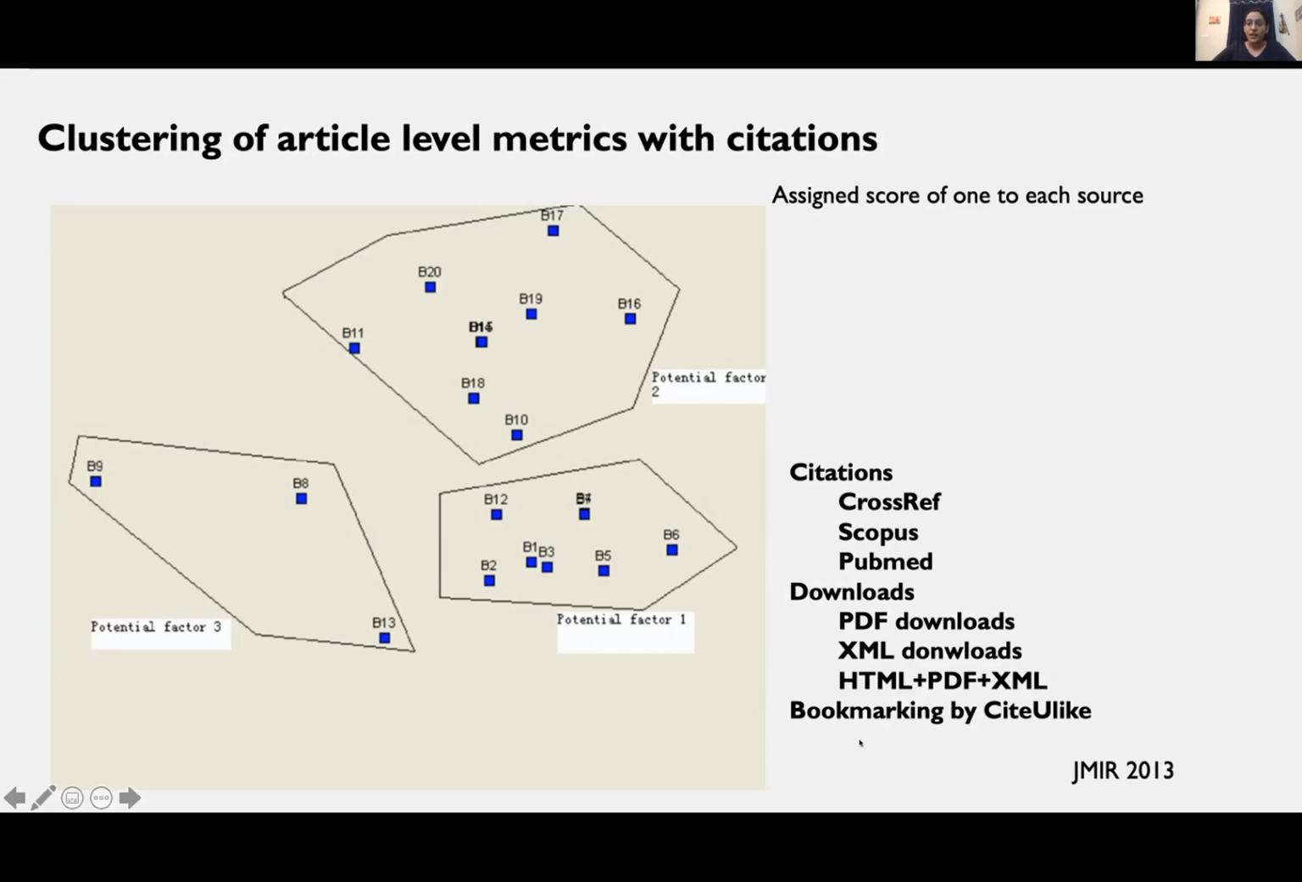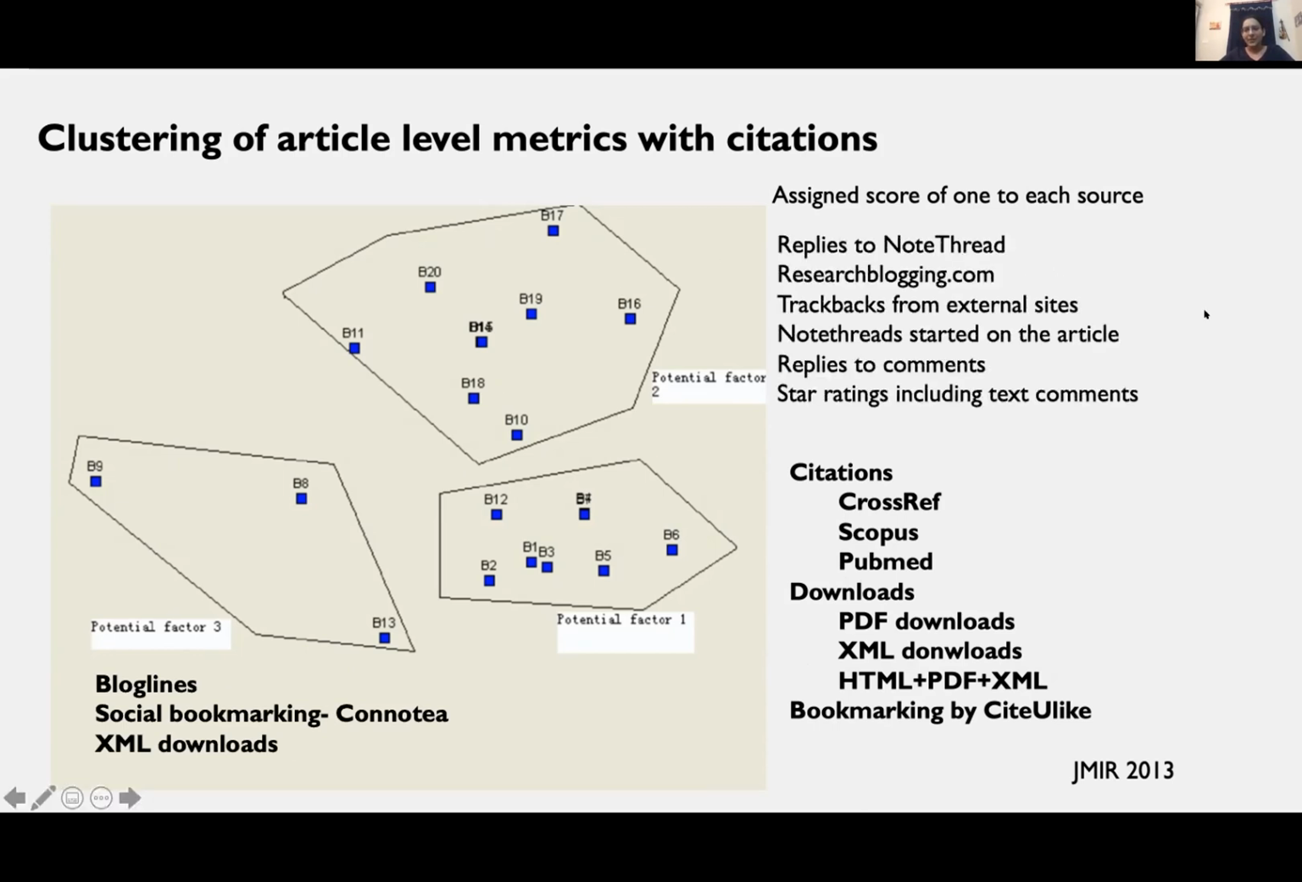So again, this is a citation platform where you can bookmark. And then there's this cluster 2, where you see blog lines, social bookmarking, XML downloads. So it's like just general platforms where you discuss stuff. And the third one is very interesting, which actually gave them some insight: replies to threads, researchblogging.com. So these are research platforms where the articles were being discussed in great detail. People were commenting on them, and there were responses to these comments, and all of these were captured in this cluster. And it's interesting that here the article is being discussed, but this is distinctive from the citation cluster.